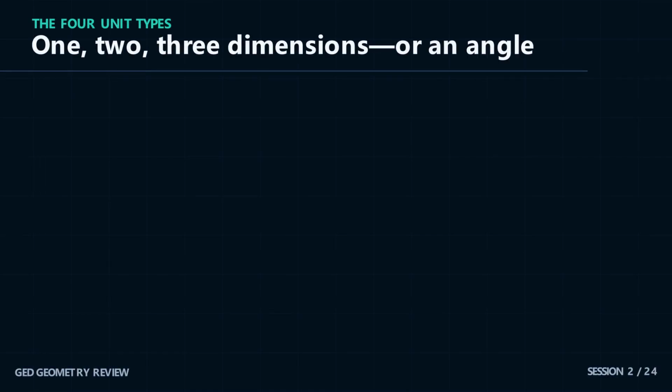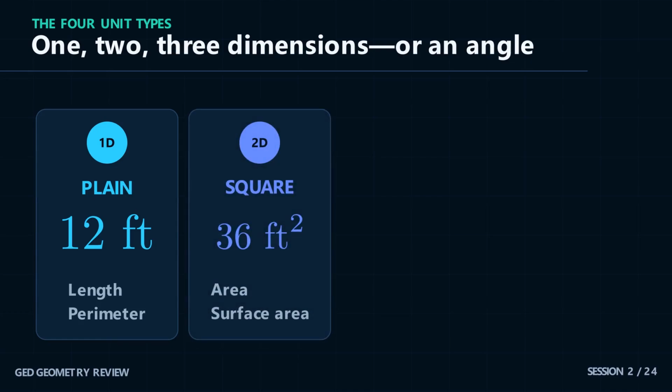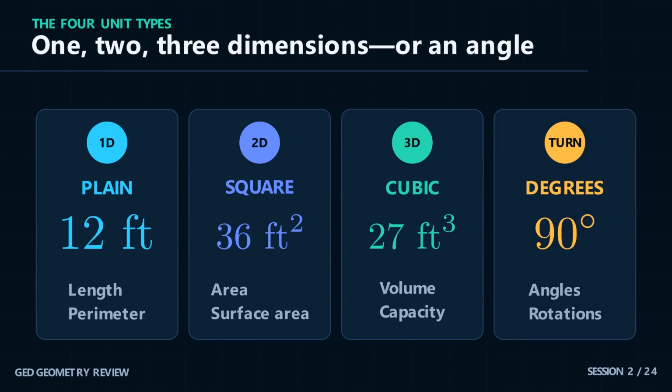There are 4 main unit types in GED geometry. Plane units such as feet or centimeters describe length and distance. Square units describe area and surface area. Cubic units describe volume and capacity. Degrees describe angles. Here is the pattern. 1 direction means plane units. 2 directions make square units. 3 directions make cubic units. Rotation or angle opening uses degrees. If you identify the measurement first, the unit usually becomes automatic.